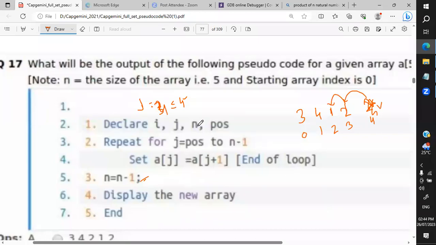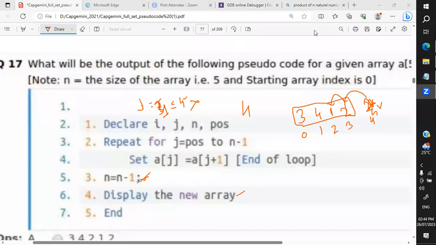After that, again, j will become 5. 5 less than or equal to 4 is false. That means terminate. It will come out of that, and then we are writing n equal to n minus 1. N was 5, now n will become 4. That means the size of the array that was n, we reduced to 4. So now after that, we are printing the new array. What is the new array? 3, 4, 1, 2, with 4 as the size.